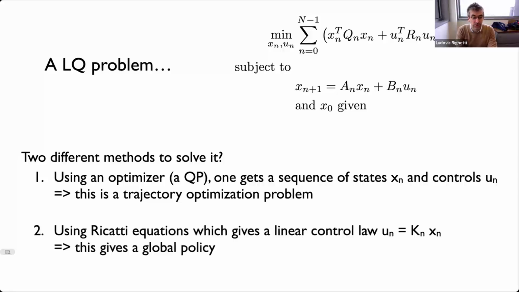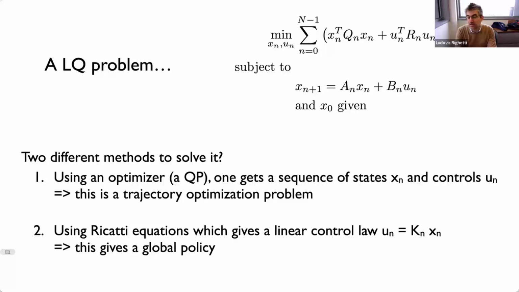Or you can do LQR using the Riccati equations, right? And then what you get is not a trajectory, but a control law that maps every possible state at time k to the control that you need to apply, right? So it's a global policy that you can use for anything. So you don't have to recompute things. And seemingly, if you just look at the way I explained that, this seems to be two different methods to solve the same problem.